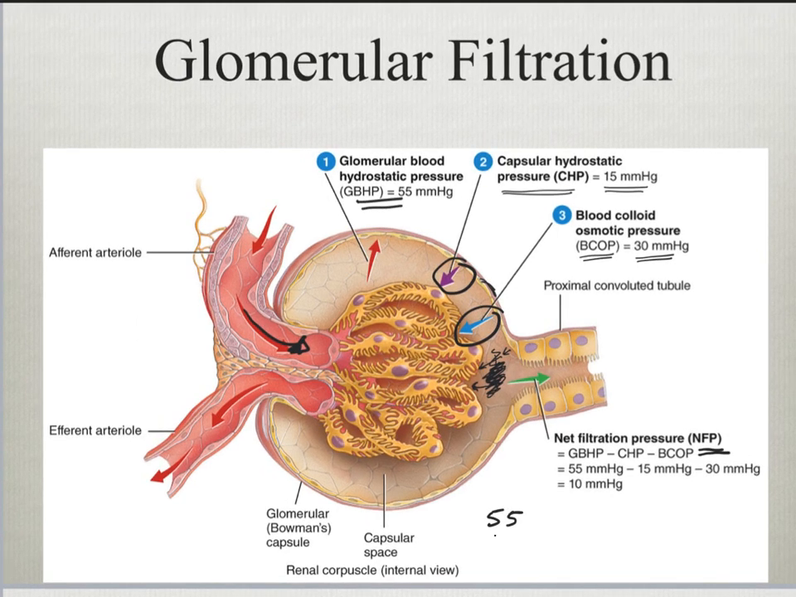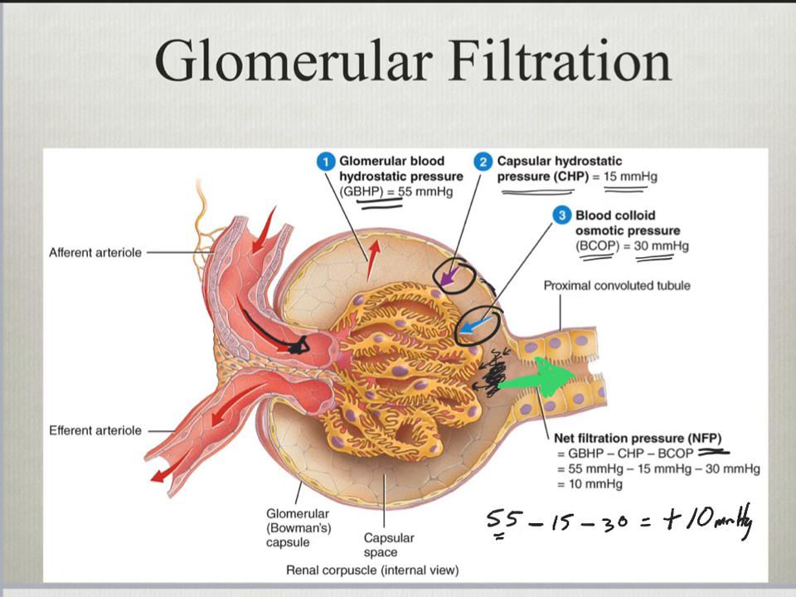So we take the pressure of the blood coming in and subtract from it our CHP, capsular hydrostatic pressure, which is 15. We subtract that from our blood colloidal osmotic pressure, which is 30. It's going to get us a net filtration pressure of plus 10 millimeters of mercury. So that's good. Remember, we're moving stuff from a high pressure to a low pressure. So that means net filtration is going to be promoted in an outward flow. So we'll keep that green arrow. We'll make it a little bit bigger. So NFP is outward. Good.